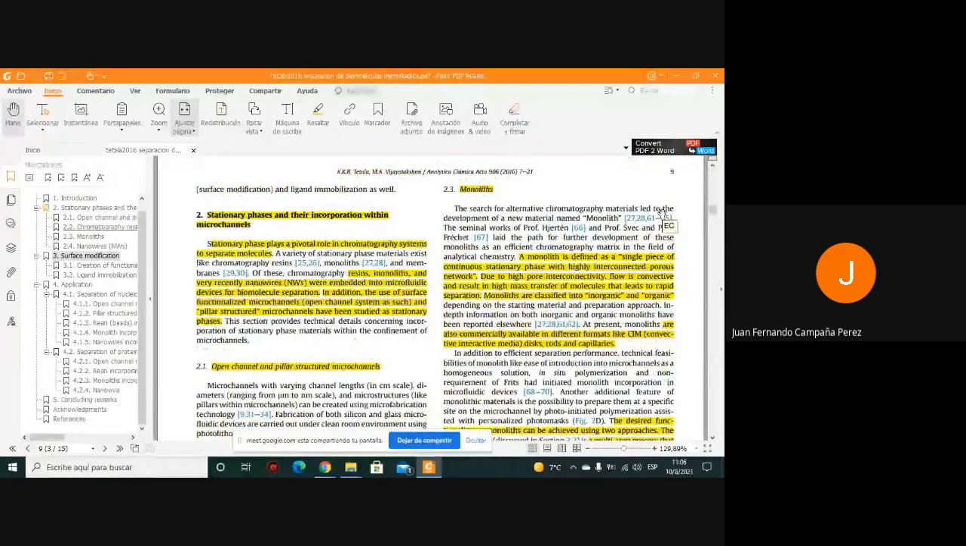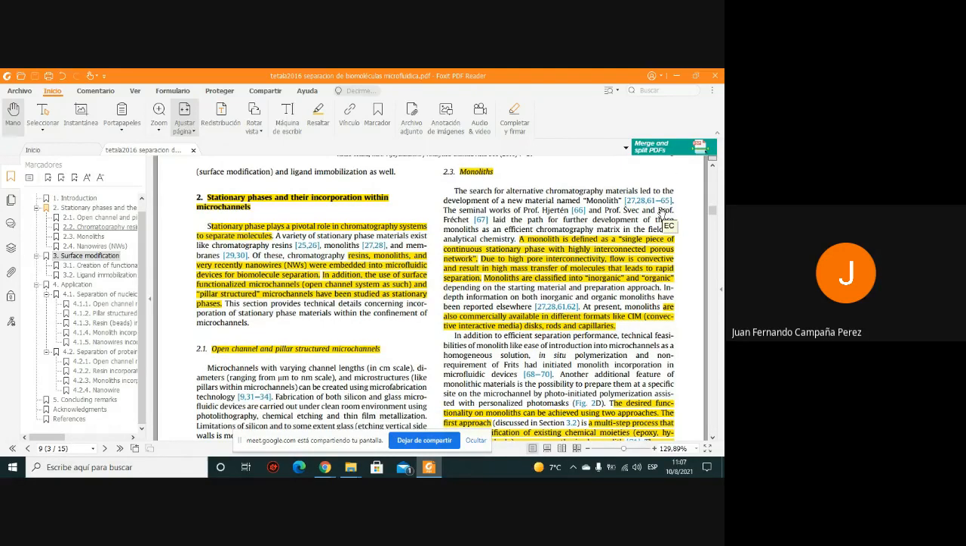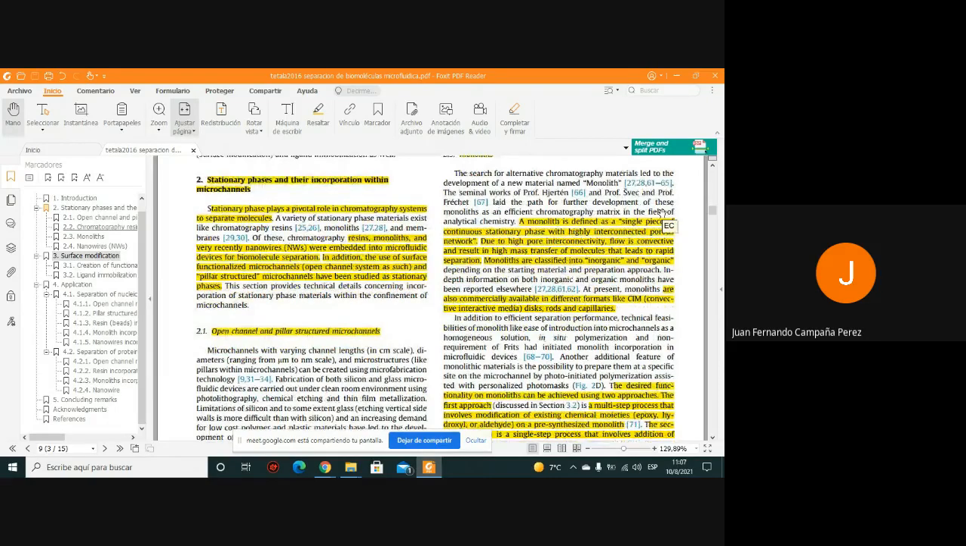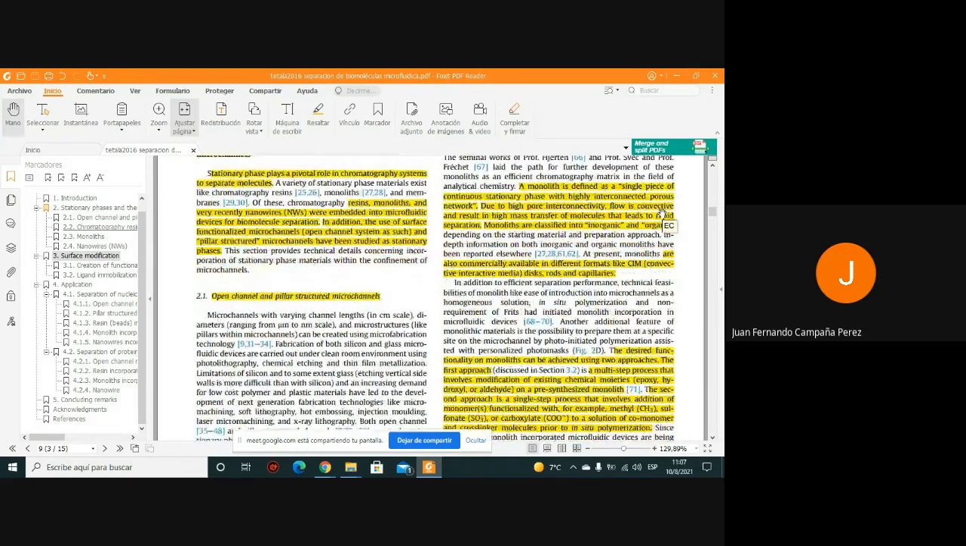Okay, another one is the monoliths. A monolith is defined as a single piece of a continuous stationary phase with a highly interconnected porous network. Due to the high pore interconnectivity, flow is convective, and this results in high mass transfer of molecules that leads to rapid separation. The monoliths are classified into inorganic and organic. These monoliths are also commercially available in different formats like CIM, convective interaction media, like disc, rods, and capillaries.